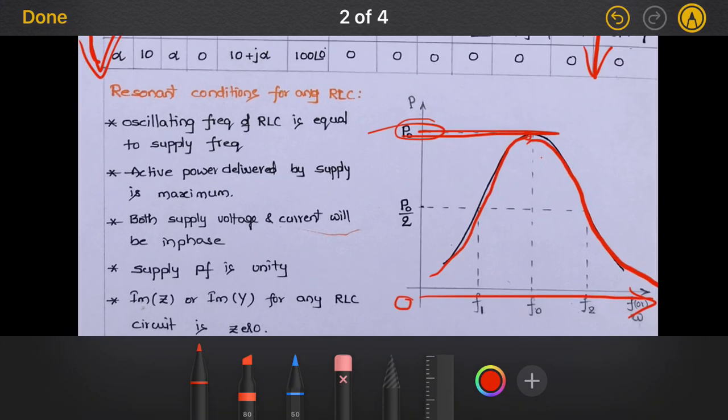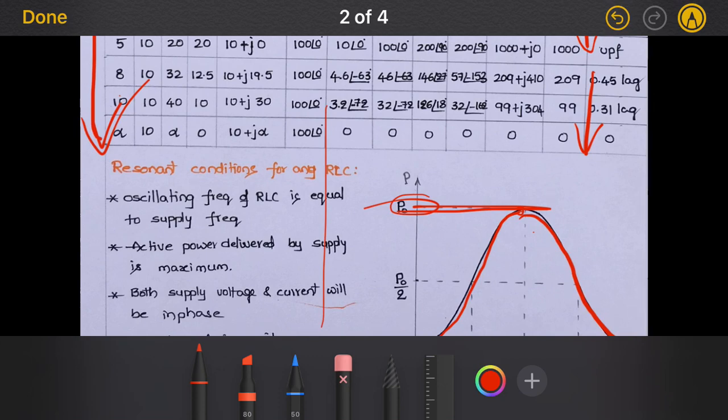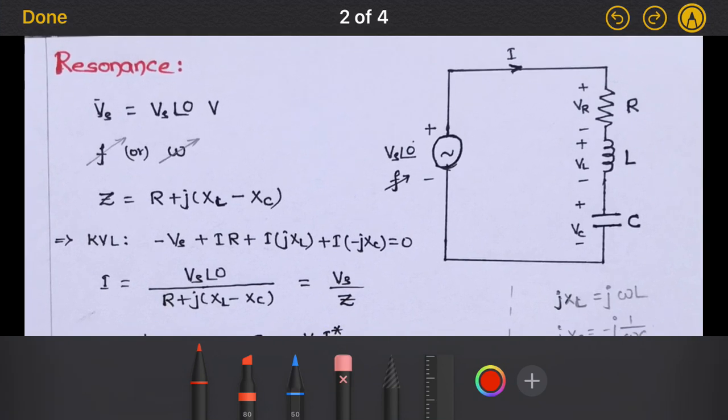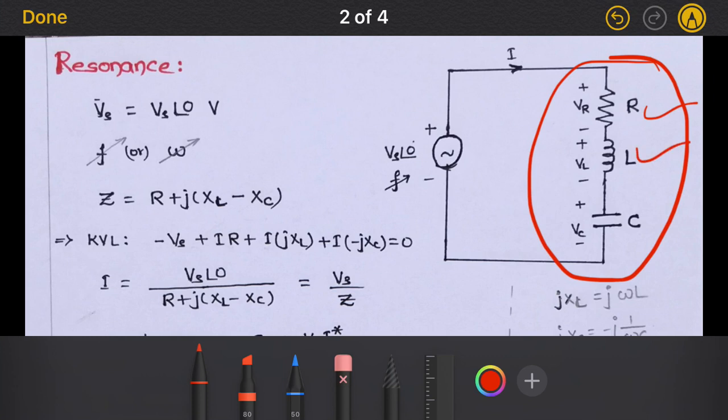What does resonant condition mean? Resonant condition means, in this circuit, this R, L, C, wherever L and C elements are there, there will be some oscillating frequency. We'll see how to calculate that oscillating frequency. But in every RLC circuit, every LC circuit, there will be some oscillating frequency.